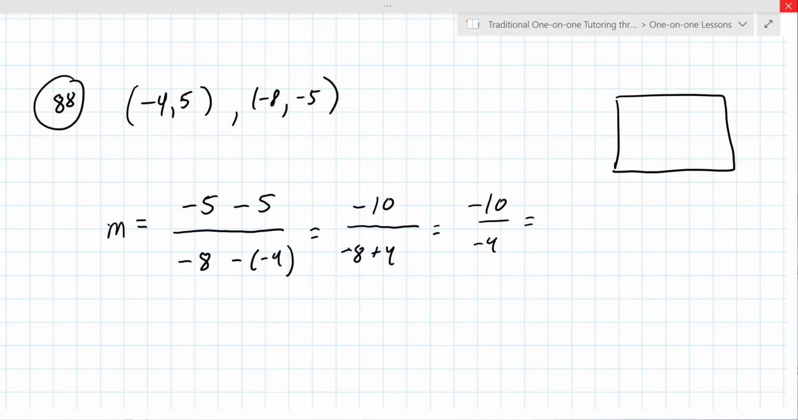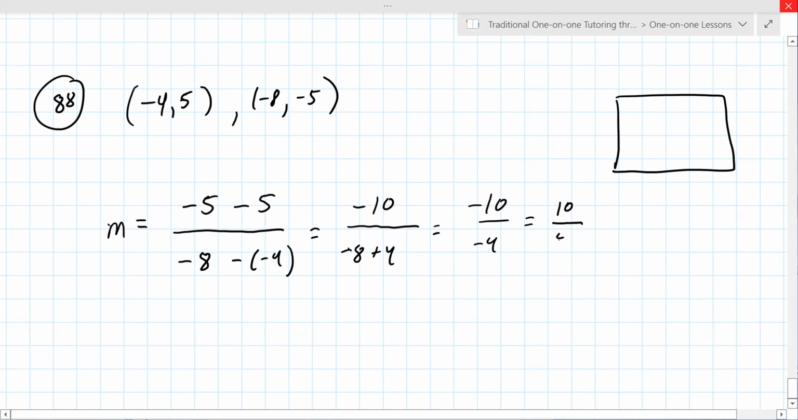So I got -10 over -4. Good. So the negatives cancel. But then is there a number that goes into both 10 and 4? 2. So you divide both of those by 2. I'll show you how to work this on your calculator next time. But that would be it.